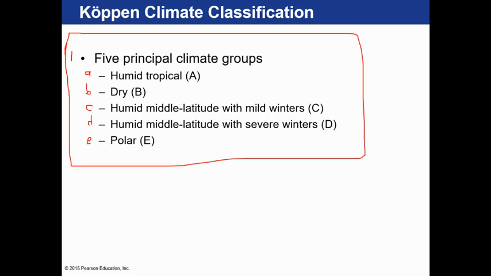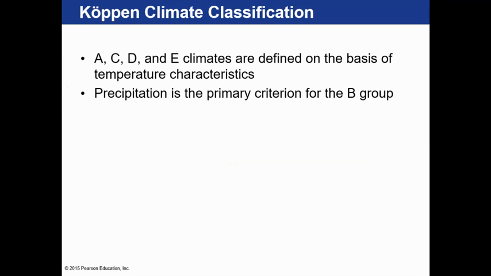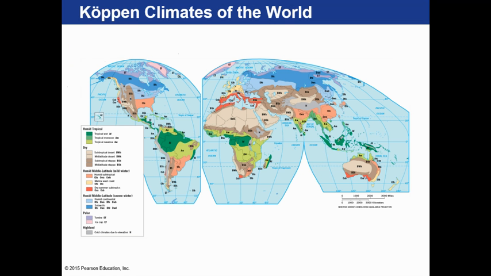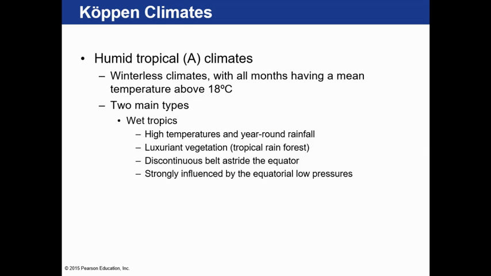They are A, so you'll type these here. A, humid tropical. B, dry. C, humid mid-latitude with mild winters. D, humid mid-latitude with severe winters. And E, polar. So we can break the world into all these different climate classification systems here. We're just going to talk briefly about each one.